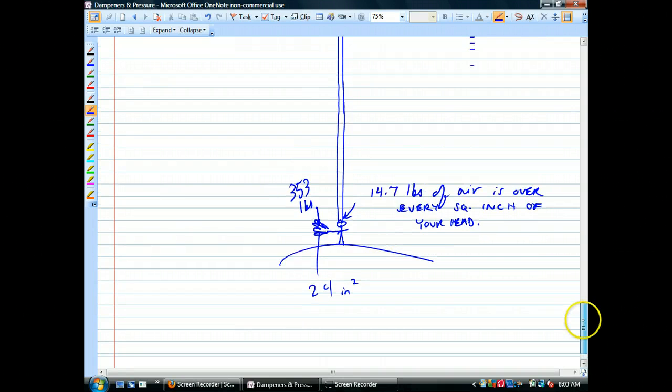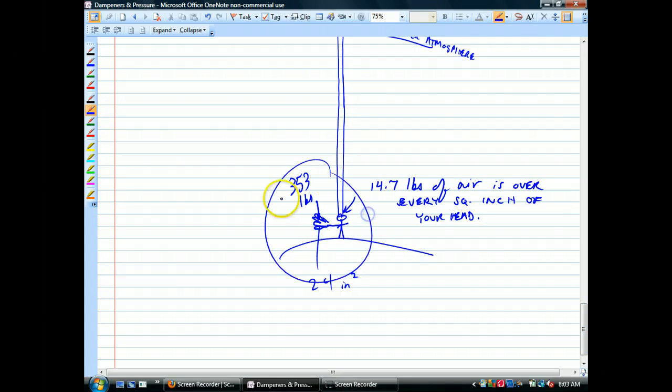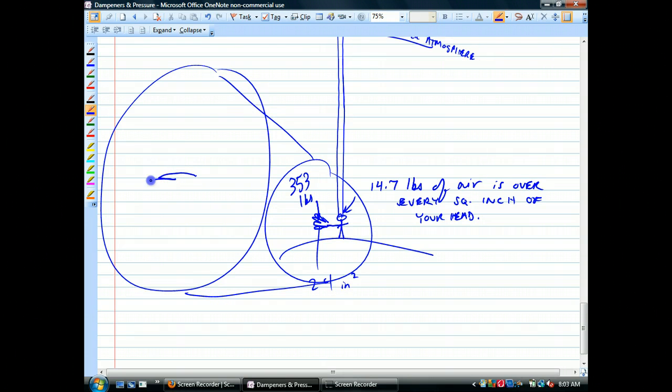So let's zoom in here on this hand, because this is an important point. Here's your hand. Okay, just a second. Drawing a hand. Okay, so there's a hand. Now, there is your hand.